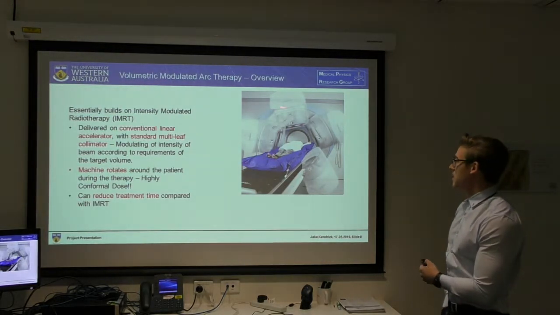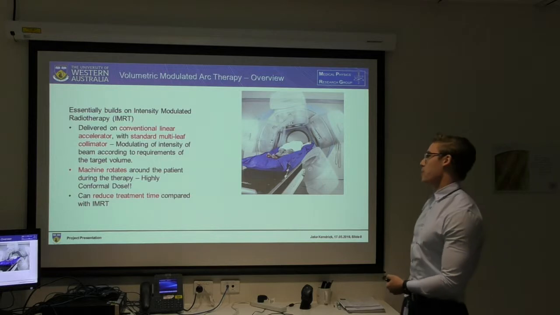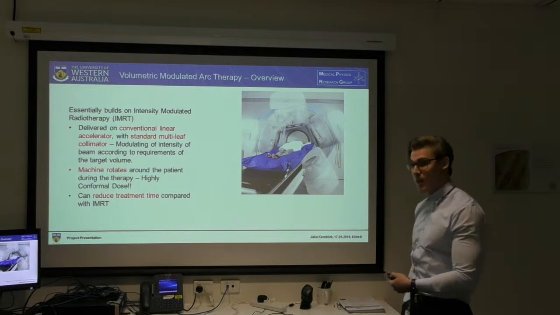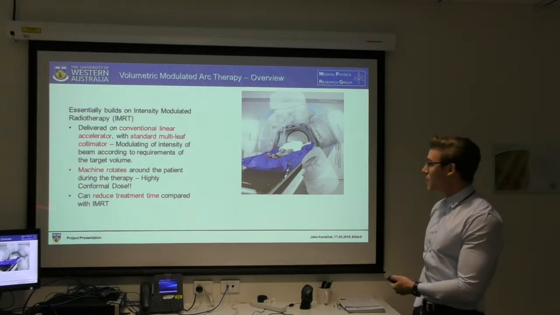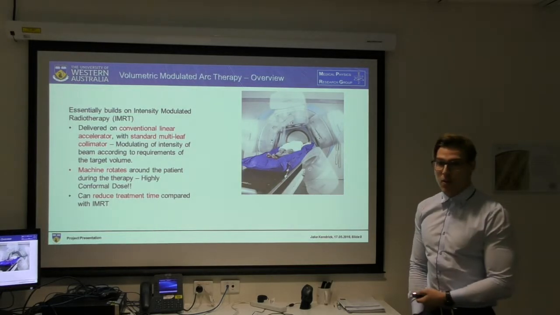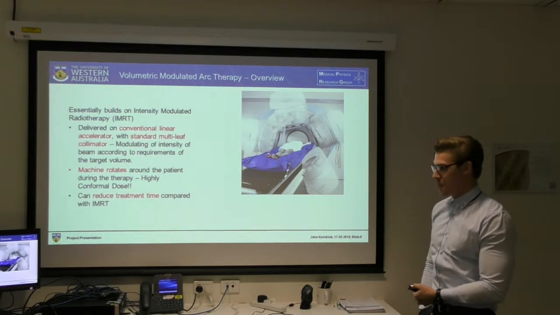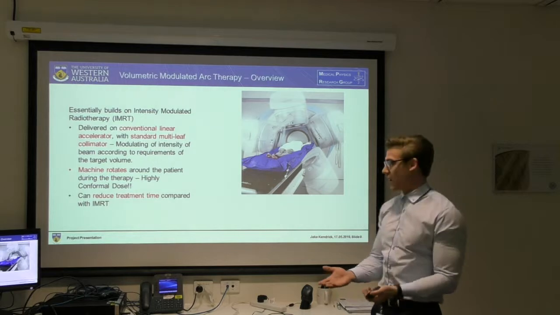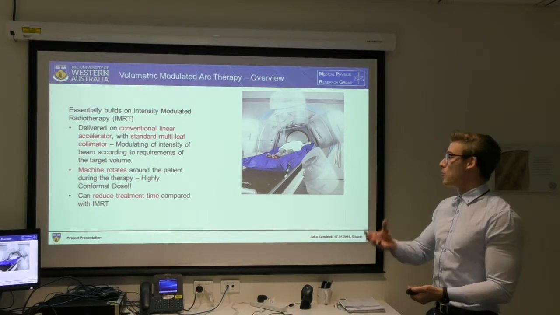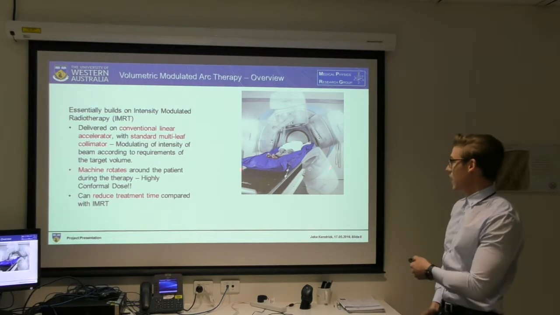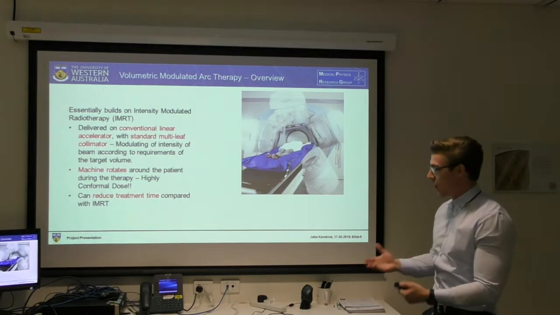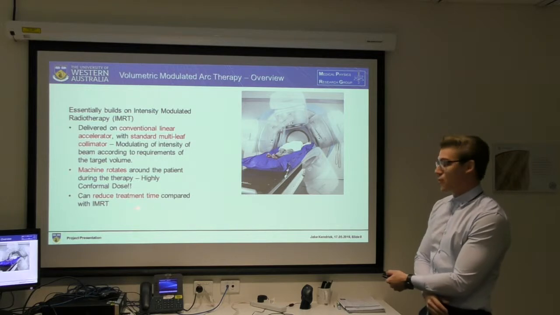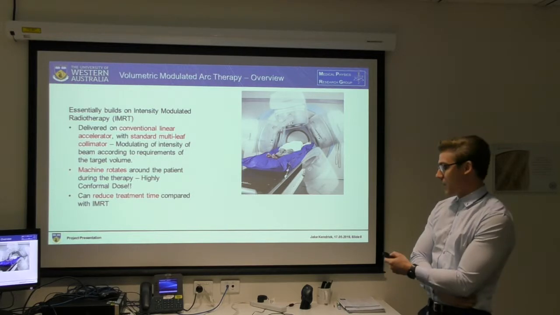So the second one is volumetric modulated arc therapy, which, as Yutong said, essentially builds on intensity modulated radiotherapy. It's delivered on a conventional linear accelerator with a standard multi-leaf collimator, and that allows it to modulate the intensity of the beam according to the requirements of the target volume. The machine also rotates in a 360-degree arc around the patient, allowing a highly conformal dose to be delivered. It can also reduce treatment time in comparison to IMRT, which is important.